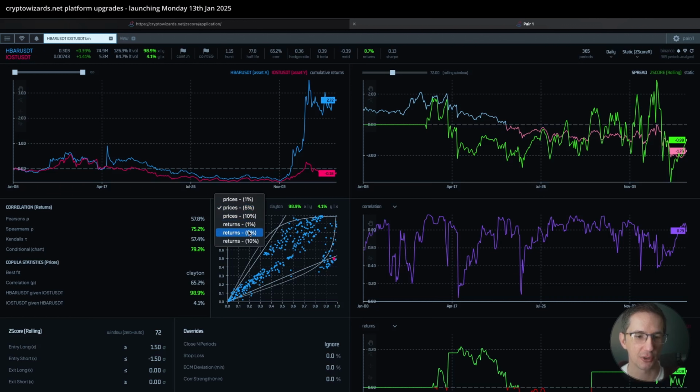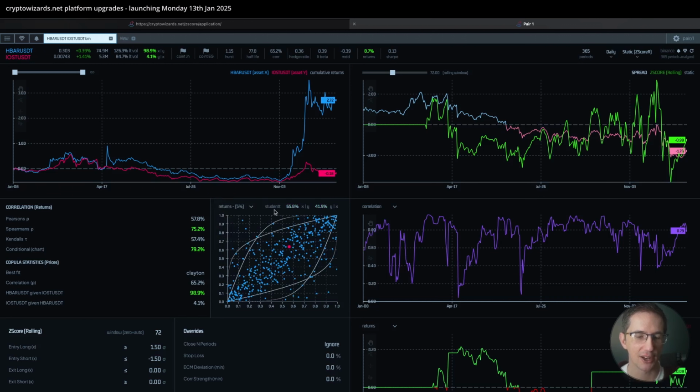We're going to also change this to returns to see what that looks like. And you'll notice now a student T Copula better represents the data. So if this last return that we had, in other words, the change up or down on price, if the red dot was out here, it would mean that the way that that asset just behaved versus the other one was a bit outside of the norm. The probability of that happening was very low.